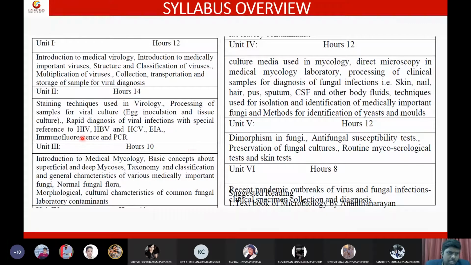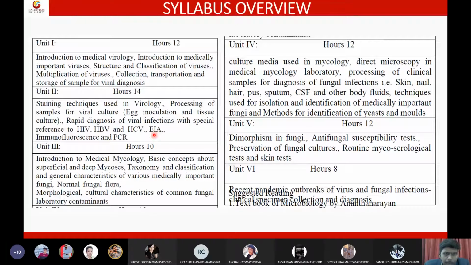Then in unit 2, we have staining techniques. When we are saying staining techniques, always keep in mind we will use H&E staining. The purpose of H&E staining is to visualize the inclusion bodies. Intranuclear and intracytoplasmic inclusion bodies can be visualized by using this H&E staining that we already discussed. Then the other one is processing of samples for viral culture, such as egg inoculation and tissue culture. This we discussed. Then rapid diagnosis of viral infections with special reference to HIV, HBV, HCV, and equine encephalitic infection.